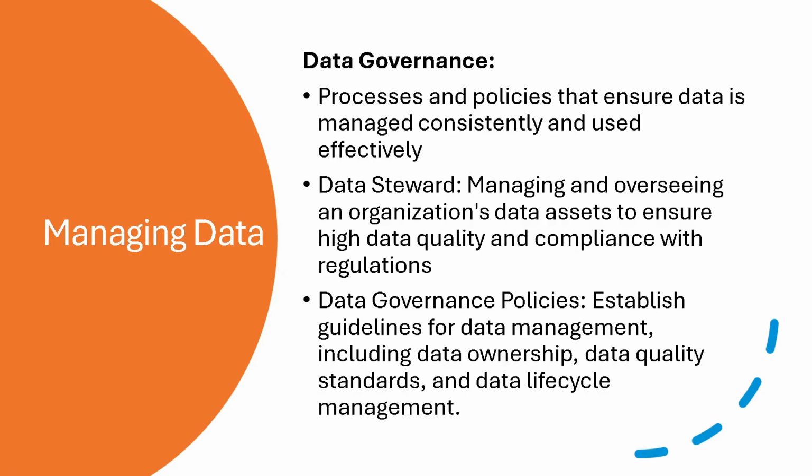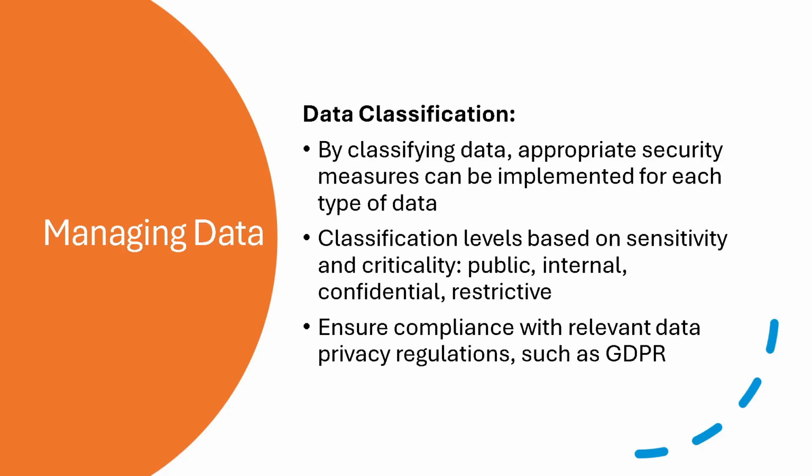Data governance policies. These policies establish guidelines for data management, including data ownership, data quality standards, and data lifecycle management. Data classification. Data classification involves categorizing data based on its sensitivity and criticality to the organization. This helps in applying appropriate security measures and ensuring compliance with regulations. The classification levels can be based on sensitivity and criticality, such as public, internal, confidential, and restricted data.